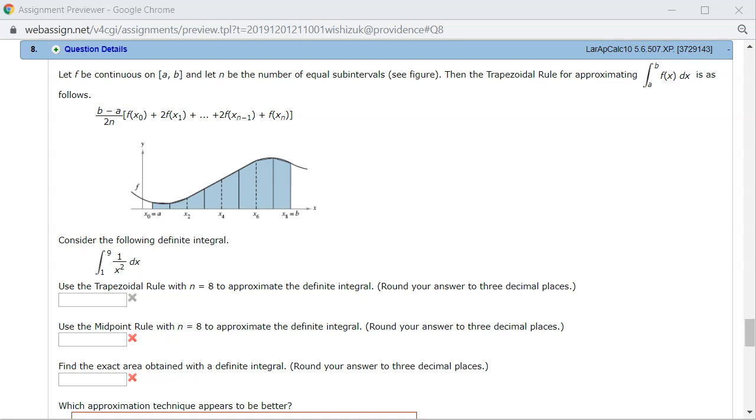All right, let's look at homework 5.6, problem number 8. We have this definite integral here, and we want to use the trapezoidal rule and midpoint rule and get the exact area. All right, so let's do that.